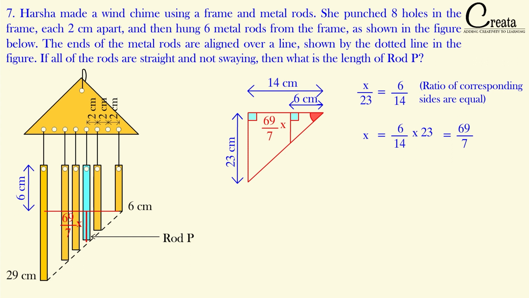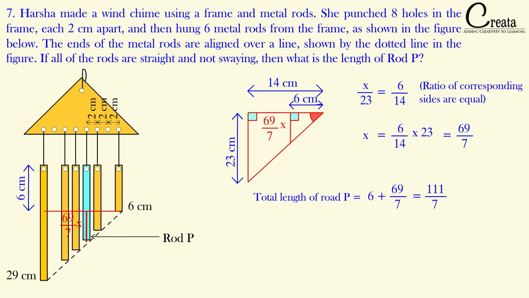So the total length of the rod will be equal to 6 plus 69 upon 7, which is 111 upon 7. That is the answer, which is option D. 111 upon 7 cm is the length of the rod. Very simple. We have just identified two triangles in the given figure, and these two triangles are similar to each other. We have applied the ratios of the corresponding sides in similar triangles being equal to each other.